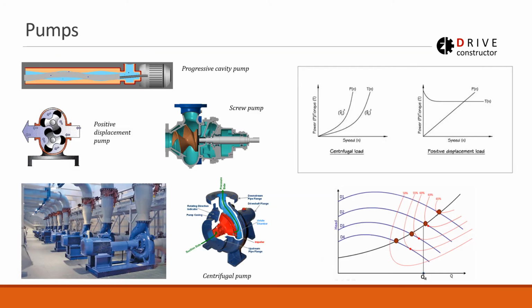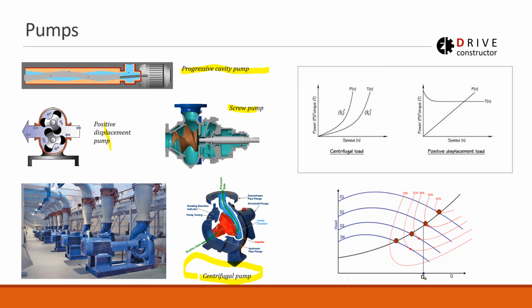A pump is usually thought of as the simplest application for the variable speed drive, for the power conversion system, but they are not as simple actually, because there are quite many types of pumps, and these types of pumps are characterized by different load curves and different behavior, different efficiencies. So on this slide I just have a collection of several types: progressive cavity pump, positive displacement, screw pump, and centrifugal pump. Of course, centrifugal pumps are the most common, used in water supply, central heating systems, and so on. So they are very widely used.